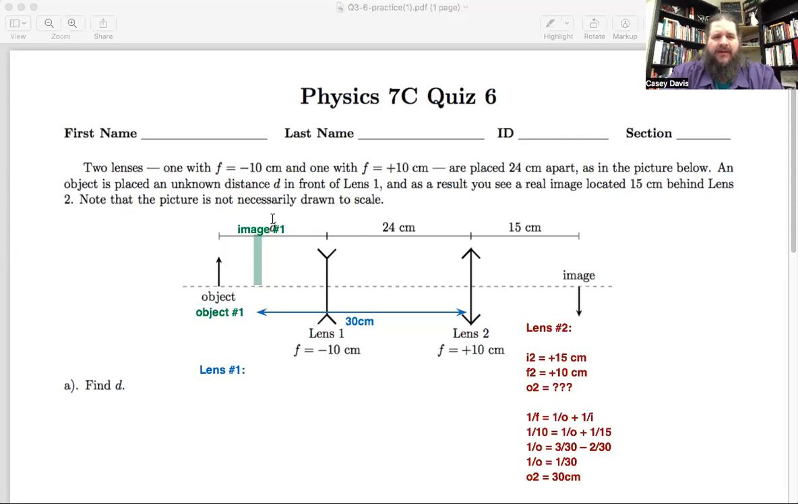We can also use the fact that the image distance 1 plus object distance 2 has to add up to the distance between lenses, which in this case is 24 centimeters. So if you fill in 30 centimeters for object 2, what does image 1 have to be? It has to be -6, right? So image 1, if you subtract 30 from both sides, is -6 centimeters. So that's what we should use as the value of image 1.